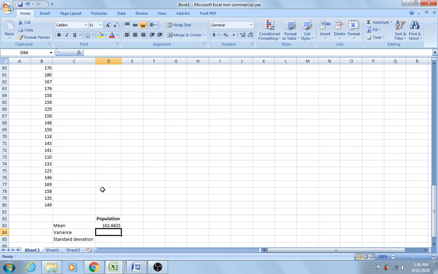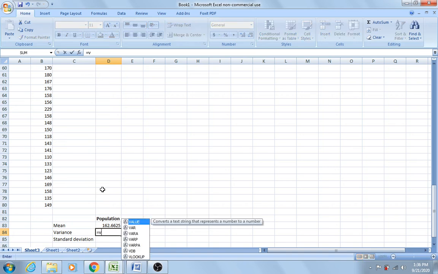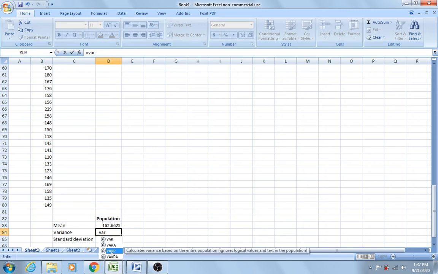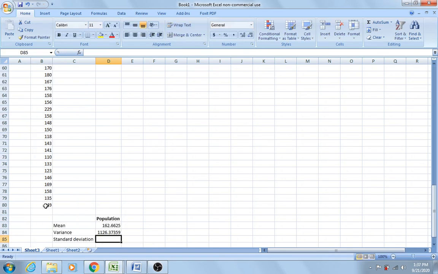In Excel, to calculate variance, you can type VAR. That means variance. If it is just VAR, it says that it is an estimate based on a sample, so it is the variance of a sample. But we assume that the data that we have here is coming from the population. So we need to choose VARP, which calculates variance based on the entire population. Okay, so I'm gonna do that, and I'm gonna select all the data. So that's the variance.